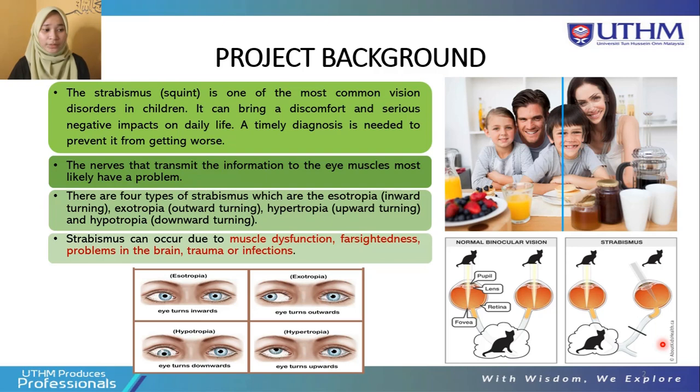As we can see here, one of the eyes is deviated from seeing the object in front of them, and the information sent back to the brain is most likely a double vision image. This is an example of a double vision image. There are also 4 types of strabismus: esotropia, exotropia, hypertropia and hypotropia. Strabismus can occur due to muscle dysfunction, farsightedness, problems in the brain, trauma or infections. It can also be caused by family history of the condition, and by medical conditions such as Down syndrome or cerebral palsy.